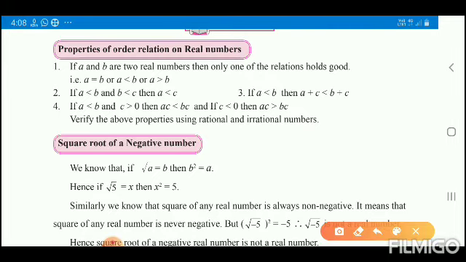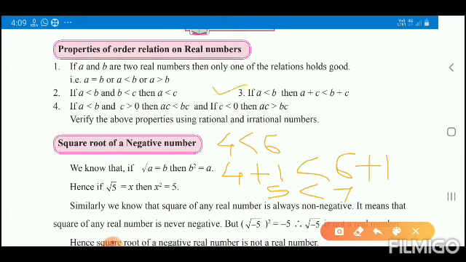Now the next property, that is the third one. If a is less than b, then a plus c is also less than b plus c. Now we will take the number 4 is less than 6. Then we will add 1: 4 plus 1 is always less than 6 plus 1. Okay. Because 4 plus 1 means 5, and 5 is less than 6 plus 1, which means 7. So the third property we proved. If a is less than b, then a plus c is also less than b plus c.